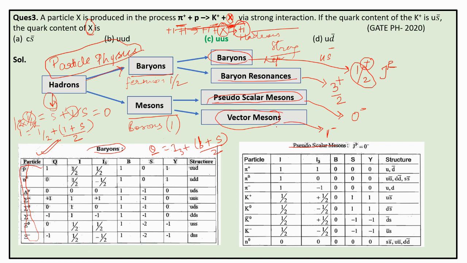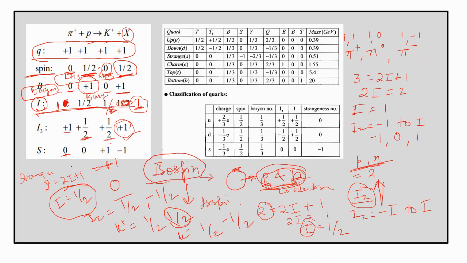This formula is there: Q equals I3 plus B plus S by 2. I3 is just the Z component of isospin, Q is charge, and B is baryon number. From that, strangeness will come. Okay, so now you can see here.